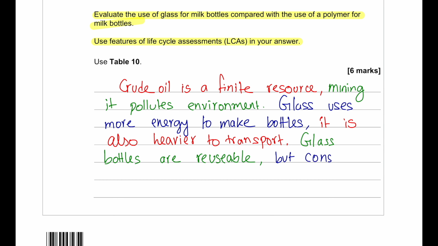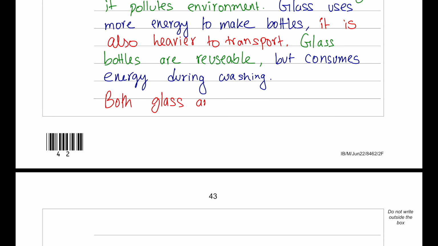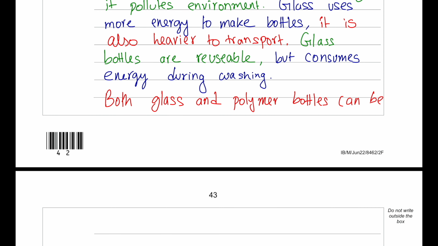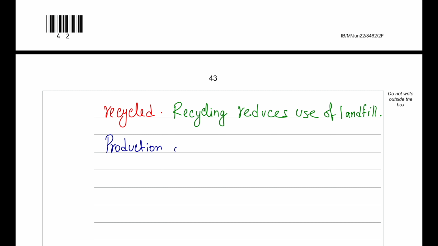And in terms of operation, glass bottles are reusable, and reuse of glass will conserve natural resources. However, energy will be consumed during their washing cycle. In terms of disposal, both glass and polymer bottles can be recycled. Recycling polymer conserves the finite resource where it came from, which is crude oil, and recycling glass and polymer uses less energy than making new glass and polymer. Both methods reduce the use of landfill. We can also include that energy needed may be derived from fossil fuels.